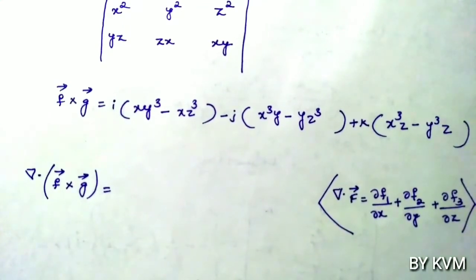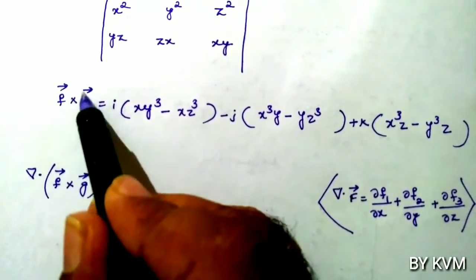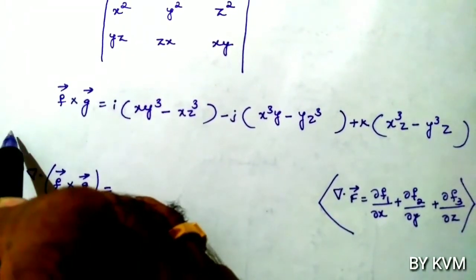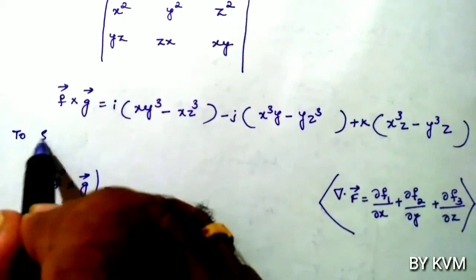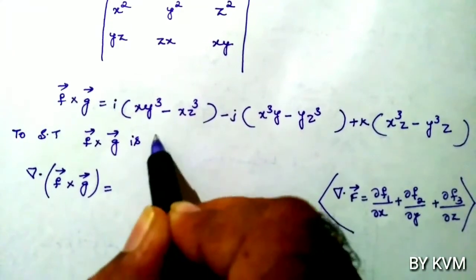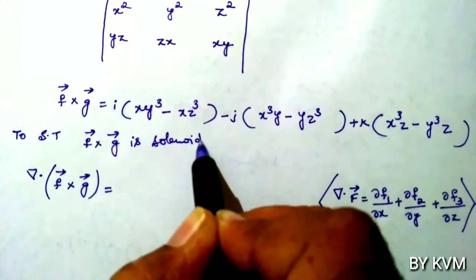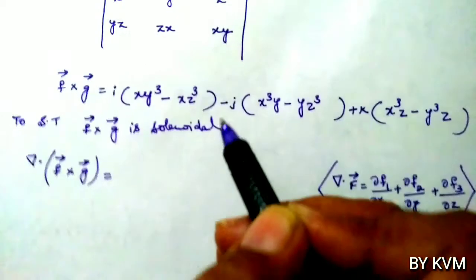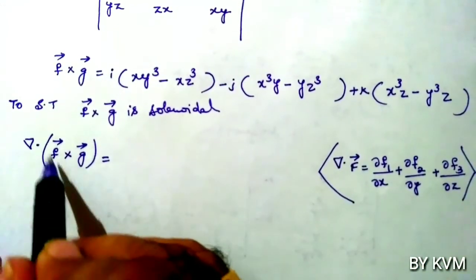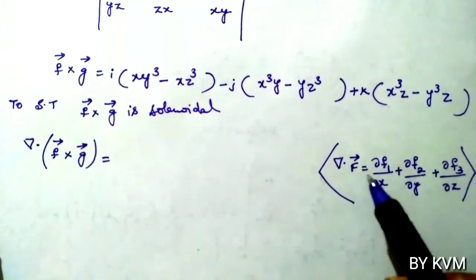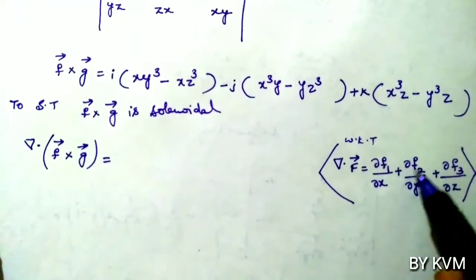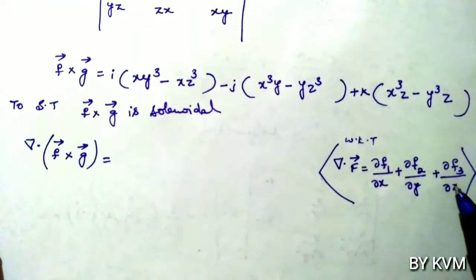So now we have to show that vector f cross vector g is solenoidal. Solenoidal means the divergence of this vector should be equal to 0, that is del dot (vector f cross vector g) equals 0. So we know that del dot vector f equals ∂f1/∂x plus ∂f2/∂y plus ∂f3/∂z.